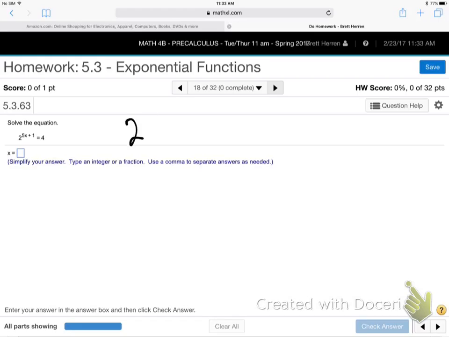Okay, try that one. 2 to the 5x plus 1 is 4. So go ahead and go through the 2 steps. X is in the power zone, right? So you want to recognize on the test Thursday, okay, X is in the power zone. So you think, okay, make the bases the same. Make the bases the same.